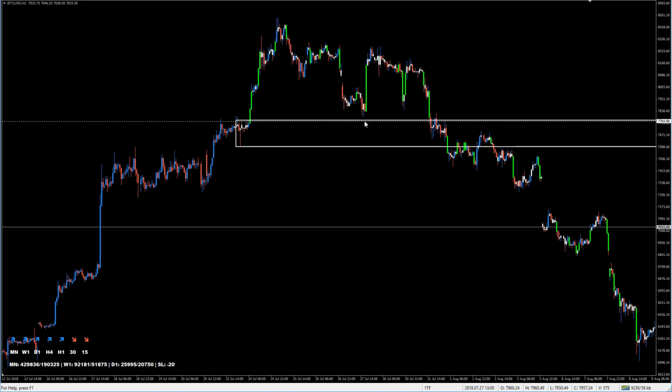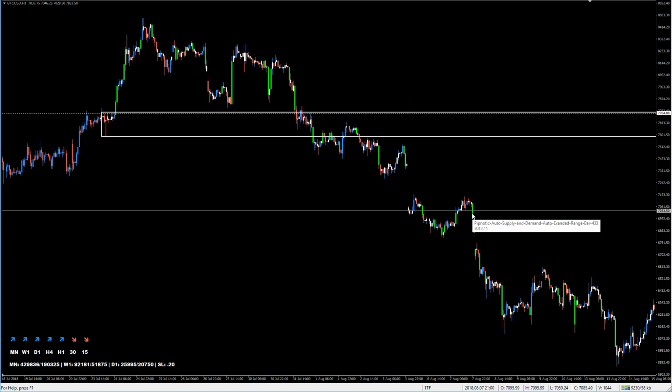You can see price came back to it once, twice. We poked into this area here, and we accumulated. Accumulated to do what? To move price lower. Price broke away. We tested the edge of this area, this period of accumulation, and then price moved lower. And currently price is just here.